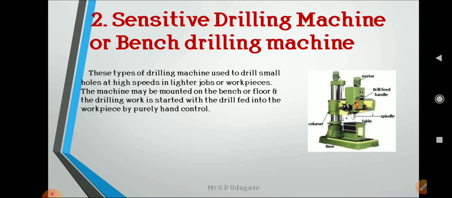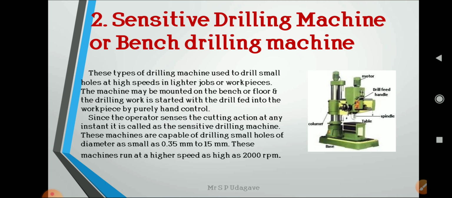Next one, the sensitive drilling machine or bench drilling machine. For light duty, these types of drilling machine are used to drill small holes at high speed in lighter jobs or workpieces. The machine may be mounted on the bench or floor, and the drilling work is started with the drill fed into the workpiece by purely hand control.